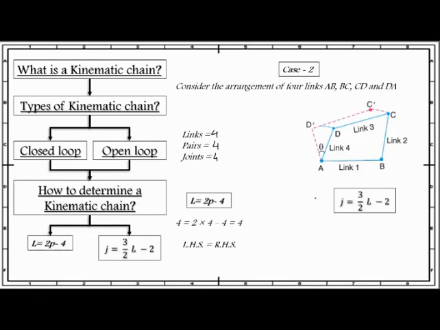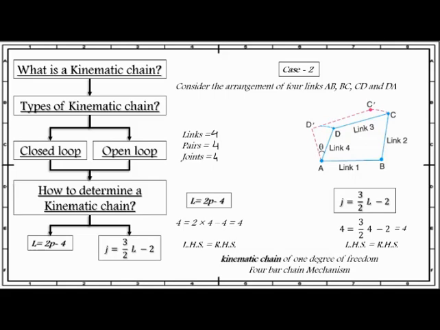Similarly, when we substitute the values of joint and link into the second equation, we will find that the left hand side of the second equation is also equal to the right hand side. Since the arrangement of 4 links as shown in the figure satisfies equations 1 and 2, therefore it is a kinematic chain of 1 degree of freedom. Don't worry about the degree of freedom, we are going to discuss it in our next lecture.